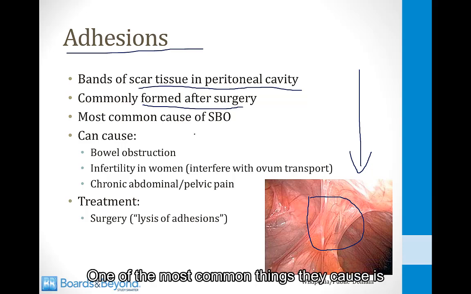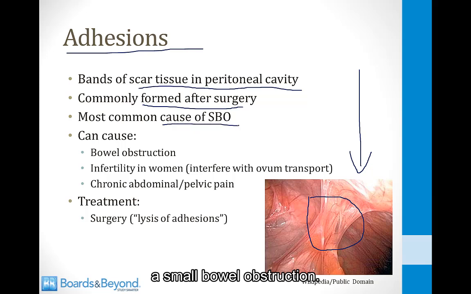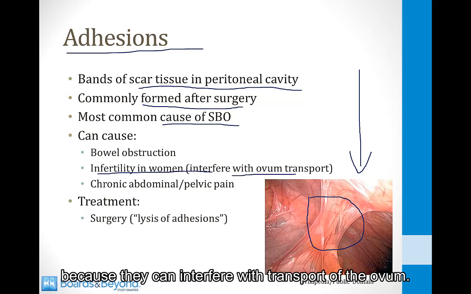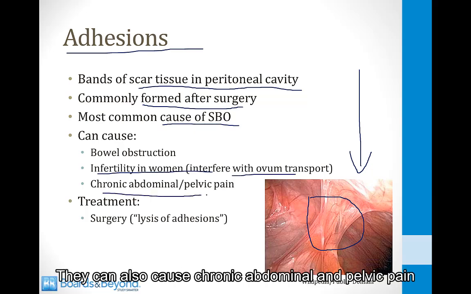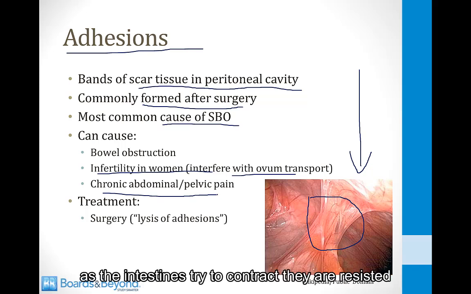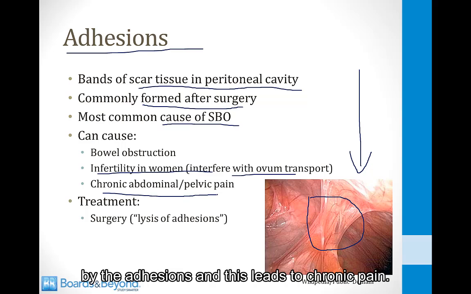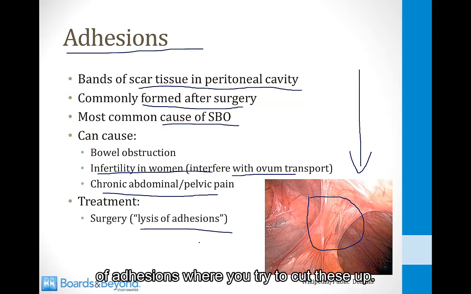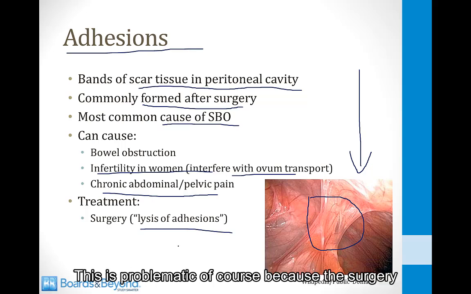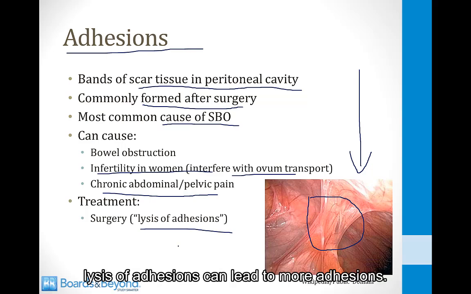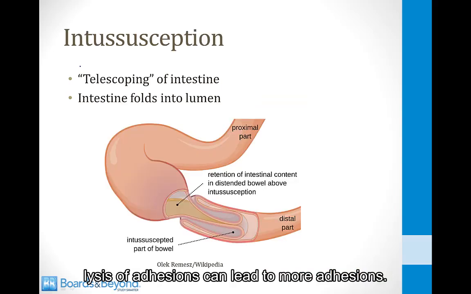One of the most common things they cause is a small bowel obstruction. They can also cause infertility in women because they can interfere with transport of the ovum. They can also cause chronic abdominal and pelvic pain as the intestines try to contract and they are resisted by the adhesions, and this leads to chronic pain. The treatment is to perform a surgery called a lysis of adhesions where you try to cut these up. This is problematic, of course, because the surgery to lyse the adhesions can lead to more adhesions.